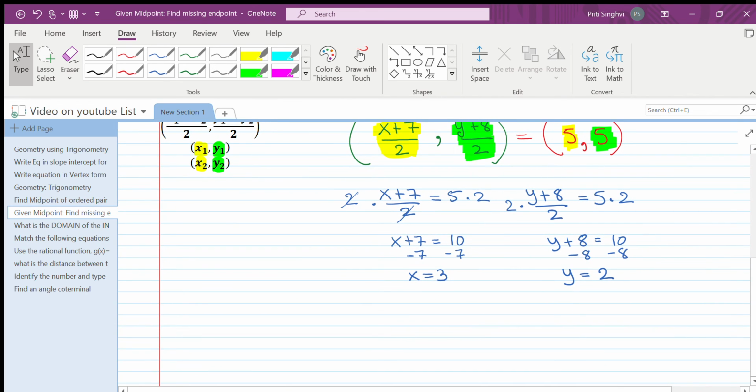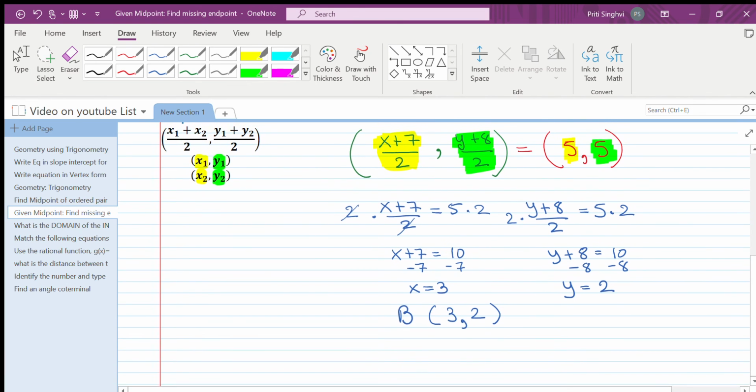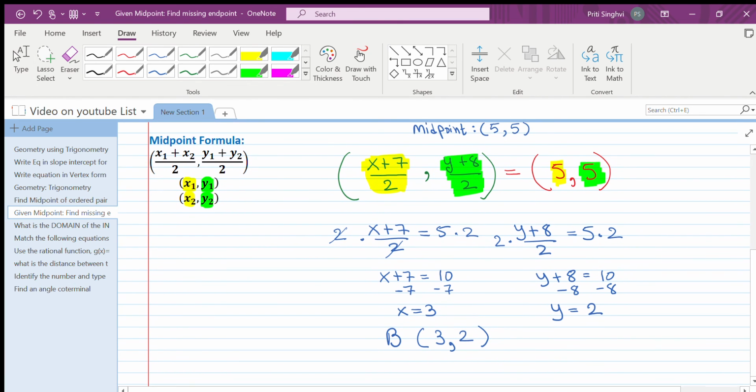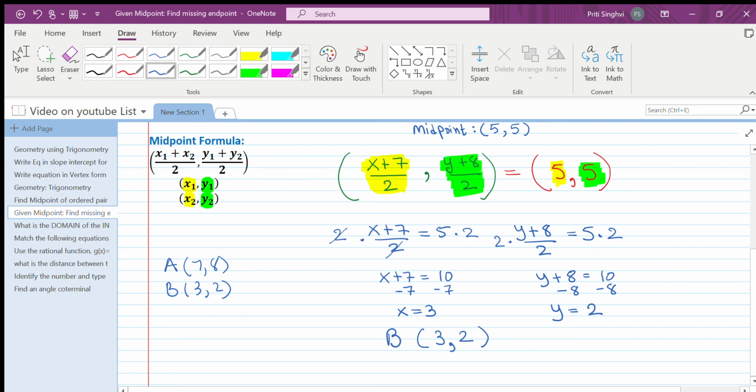Now, that is my ordered pair for B that I was looking for. The coordinates of B will be (3, 2). Now, how do I know that this is correct? Well, we can always reapply the formula the same way without knowing the midpoint. So let's suppose A was (7, 8) and B is (3, 2). Let's see if we're going to get the midpoint back.